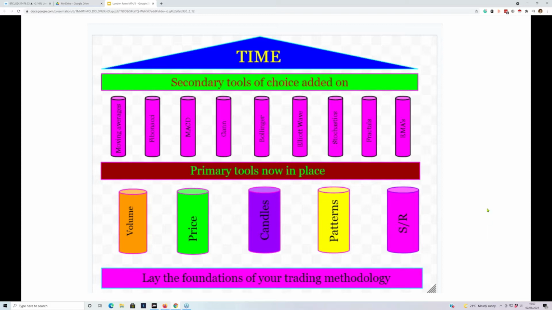Now, on top of that, you then have your indicators that you add to your charts. Now, indicators are fantastic as long as you know how to apply them.